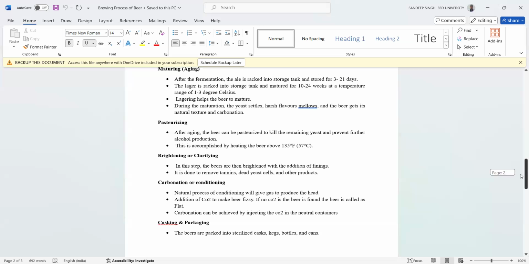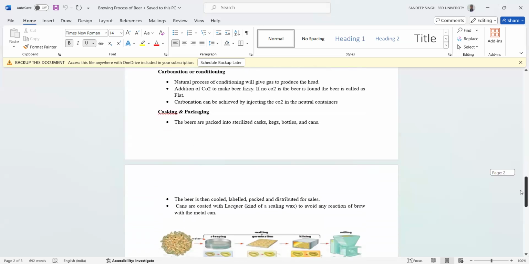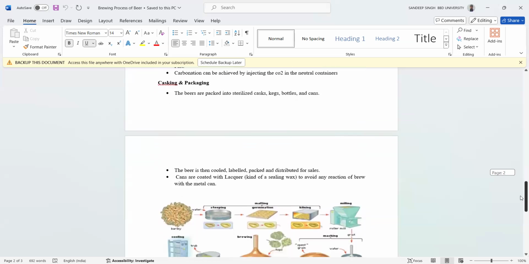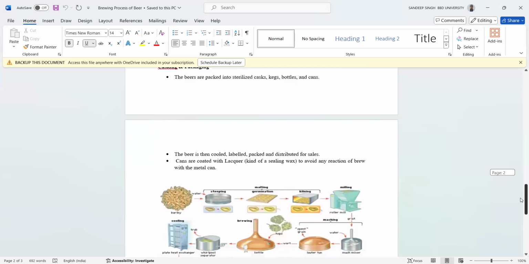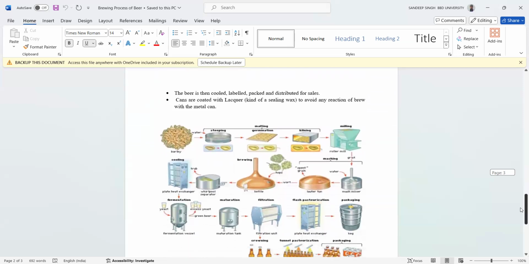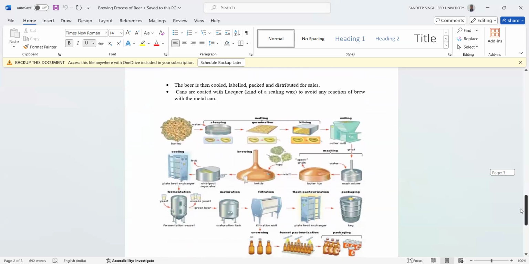Casking and packaging. The beers are placed into sterilized casks, kegs, bottles, and cans. The beer is then cooled, labeled, packed, and distributed for sales. Cans are coated with a lacquer kind of sealing wax to avoid any reaction of the brew with the metal can. This was about the manufacturing process of beer.